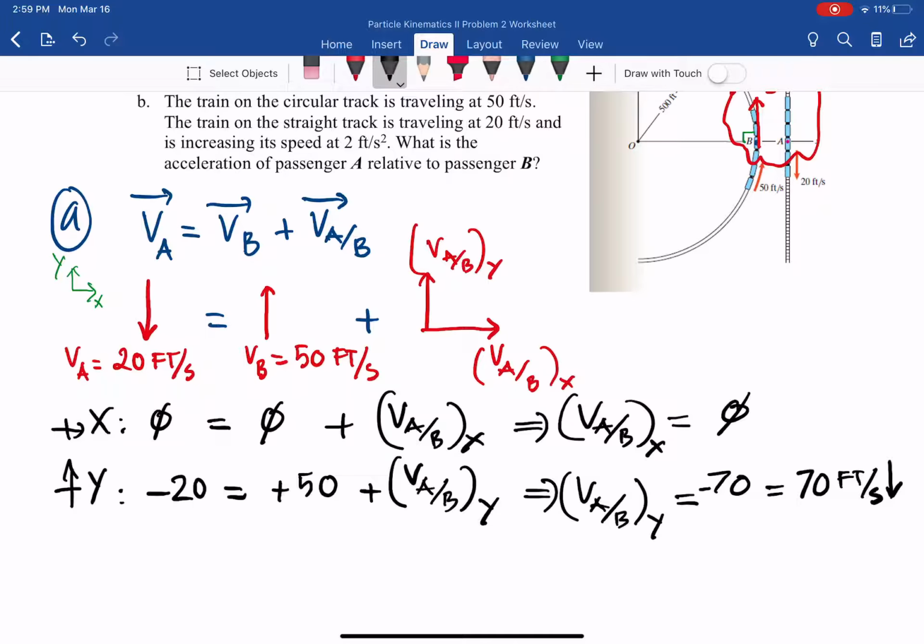So of course the answer should be the relative velocity of A relative to passenger B on the other train equal to 70 feet per second and going down. And that is the first answer of this problem.